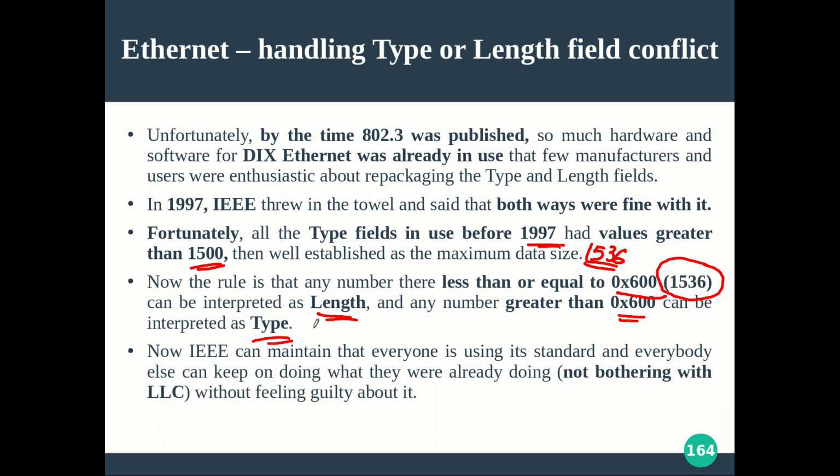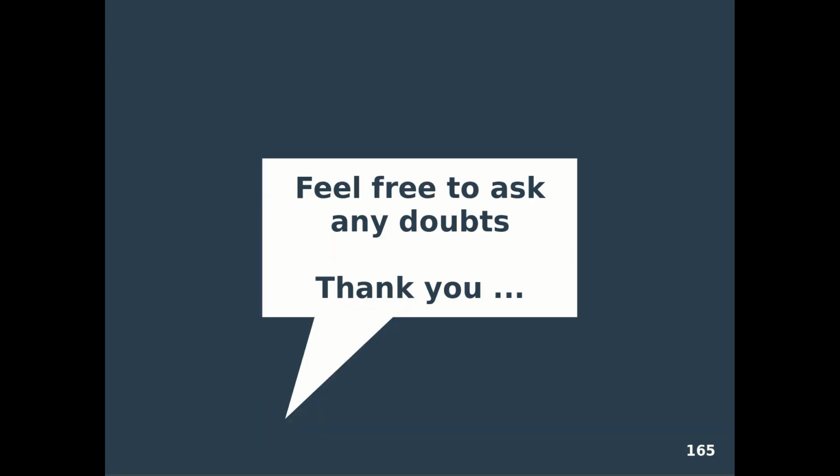So now IEEE can maintain that everyone is using its standard and everybody else can keep on doing what they were already doing, not bothering about the logical link control. So now there is no burden that remains on LLC, without feeling guilty about it. So we can use it for either the type or the length field. So that is about it. Thank you.